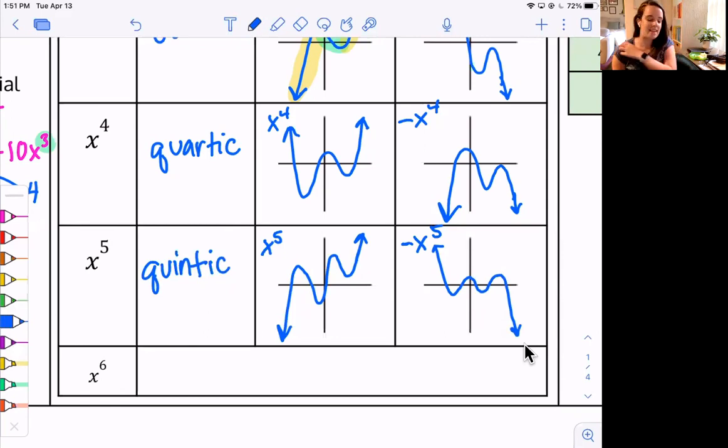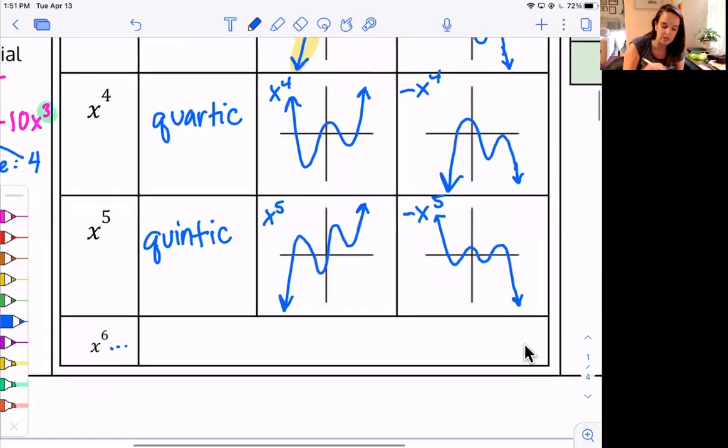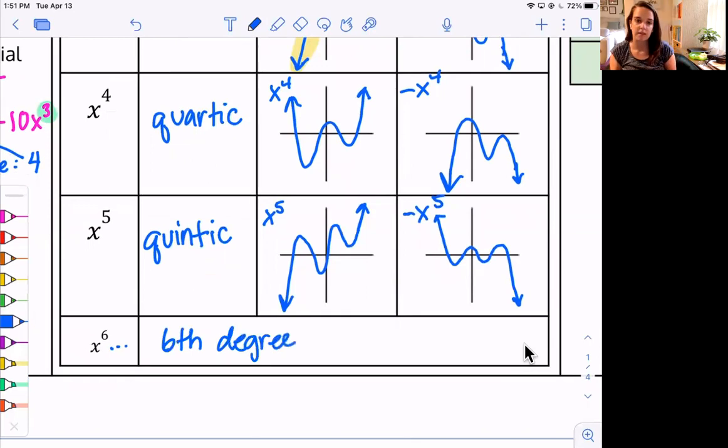Awesome. And then we kind of give up on fancy names after that. So like x to the 6th, we just call this a 6th degree polynomial or 6th degree. And then if we had something like x to the 10th, it would be the 10th degree. If we have x to the 30th, we'd have the 30th degree. If we had x to the 100, we'd have the 100th degree. So we stopped giving them fancy names after that. For sure.